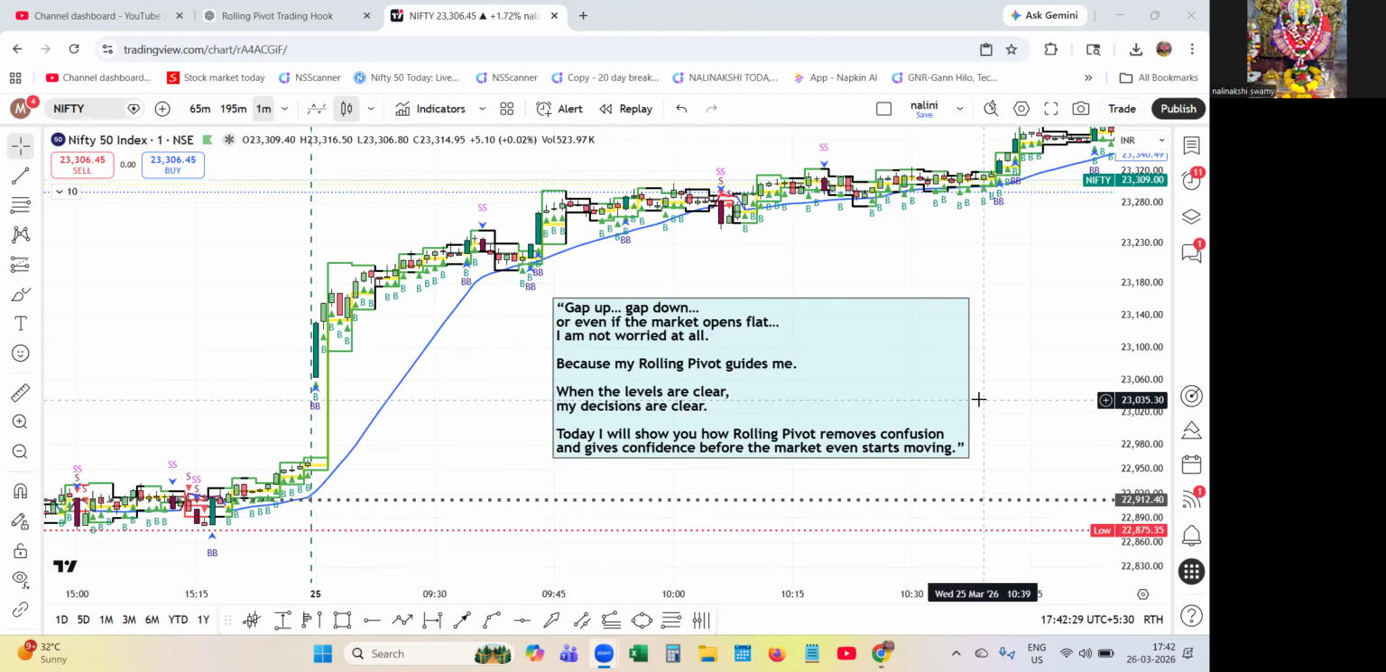Yes, friends. There were days when I was under confusion. Magically, one day it struck me to create the rolling pivot, which rolls along with the price. That is a magical creation. Every step, it guides me. So this is the indicator which I have plotted over here.